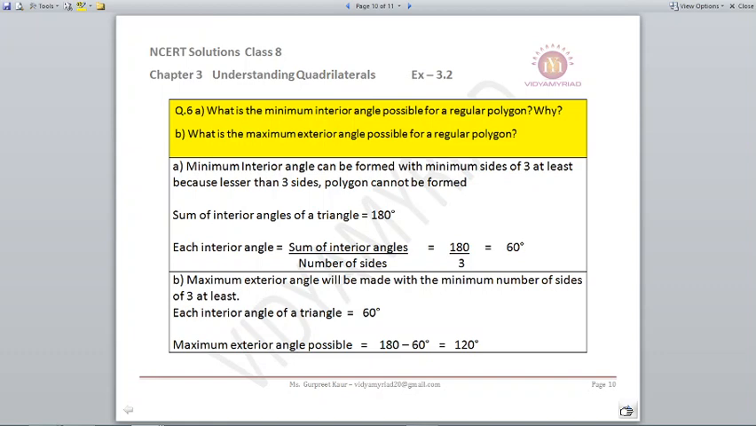Now what is the maximum exterior angle possible for a regular polygon? Definitely if we know the minimum interior angle, its opposite will be the maximum exterior angle. Definitely 180 minus 60 comes out to be 120. That is the maximum exterior angle possible because the interior angle is 60 degrees.